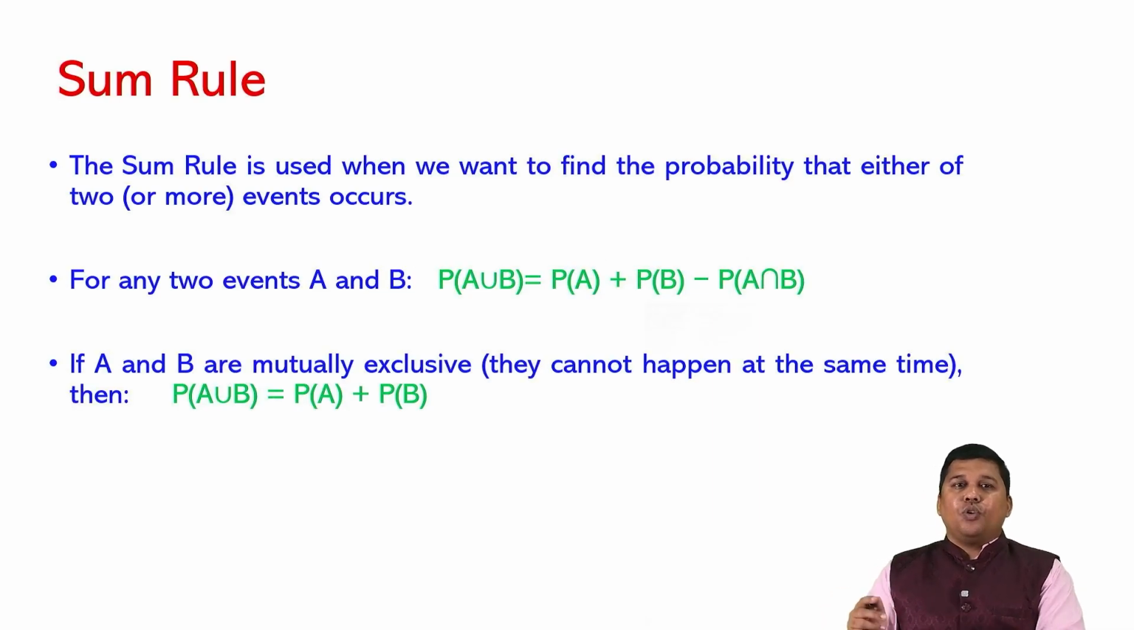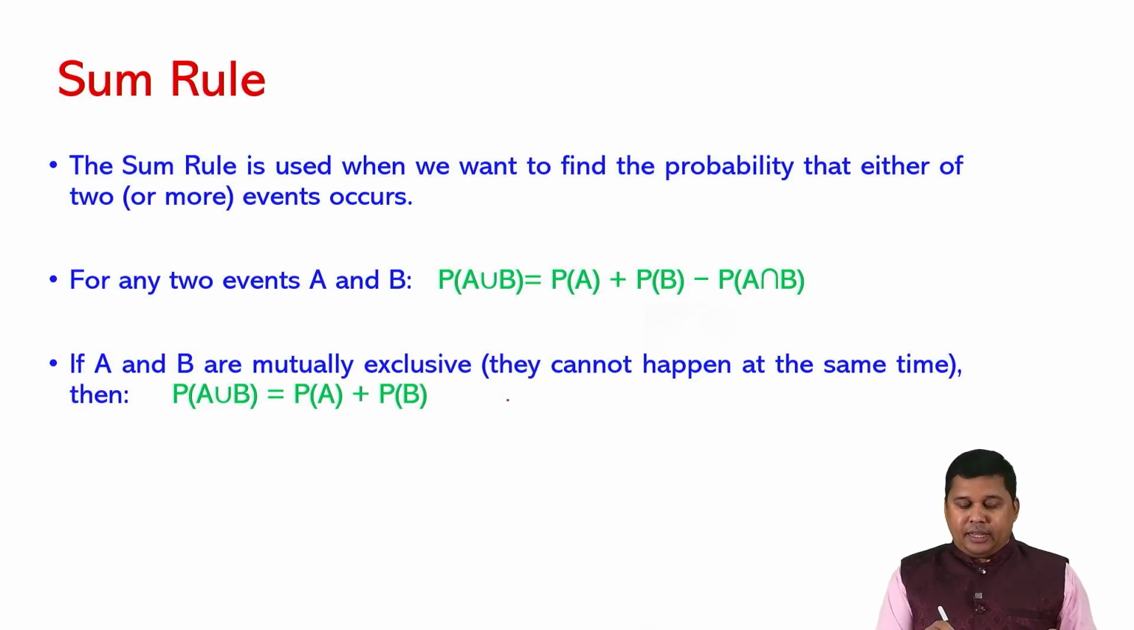Sum rule: when you have two different events and you want to find the probability that either of the two events occurs, any one event occurs, either of two or more events occurs, then we apply the sum rule. So, for any two events A and B, P of A union B is equal to P of A plus P of B minus P of A intersection B. This is for finding the probability when any one of the two events occurs.